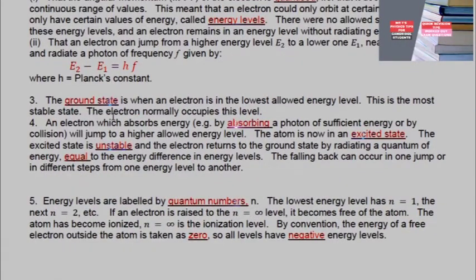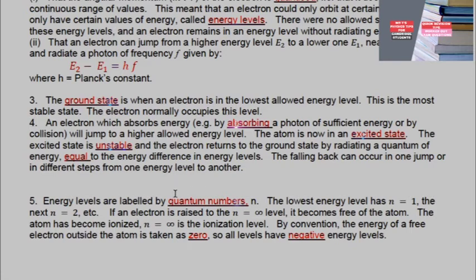The ground state is when an electron is in the lowest allowed energy level. This is the most stable state. The electron normally occupies this level. An electron which absorbs energy, e.g. by absorbing a photon of sufficient energy or by collision, will jump to a higher allowed energy level. The atom is now in an excited state. The excited state is unstable, and the electron returns to the ground state by radiating a quantum of energy equal to the energy difference between the energy levels. The falling back can occur in one jump or in different steps from one energy level to another.